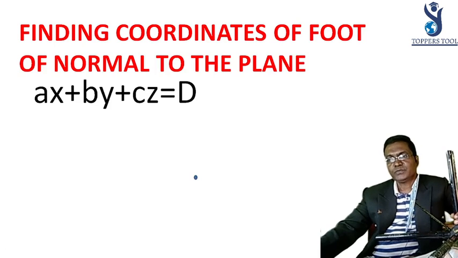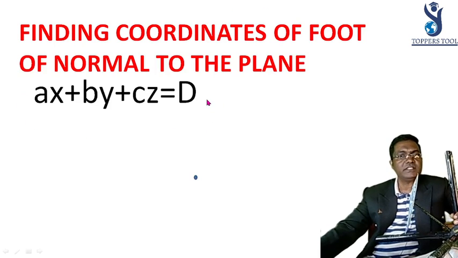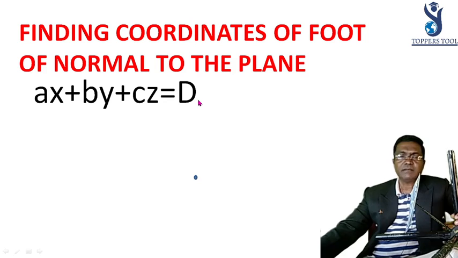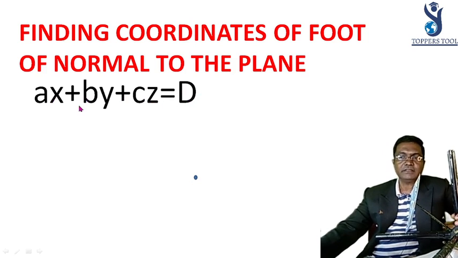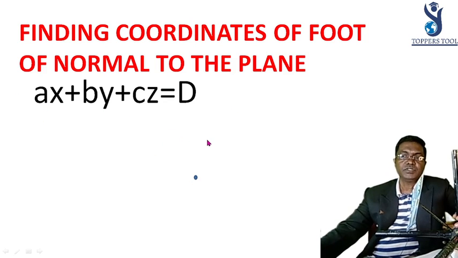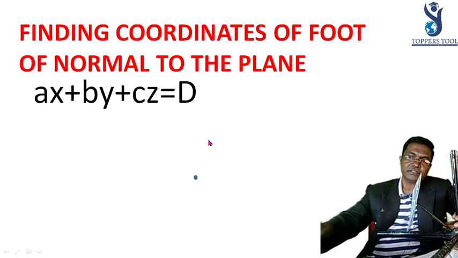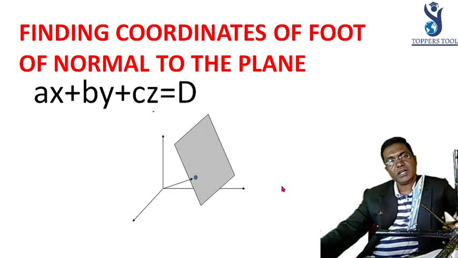You will be given a general equation, that is ax plus by plus cz equal to some constant. Remember that this is not in the normal form. These are not L, M and N. These are direction ratios of the normal. So you will be given it like this, and you need to find the coordinates of this point. Let us try to understand with the help of an example.